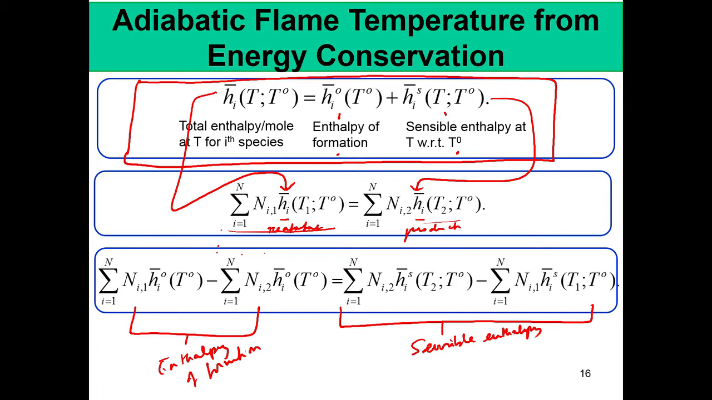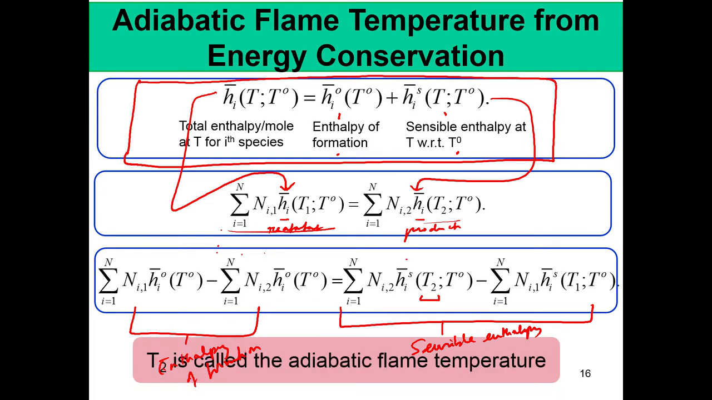And that when it has been released, it has been converted to sensible enthalpy of the products. As a result of this, because the sensible enthalpy of the products has been increased, it has been increased because its temperature has increased. So, this T2 is the temperature at which this sensible enthalpy can be realized, and hence T2 is called the adiabatic flame temperature.